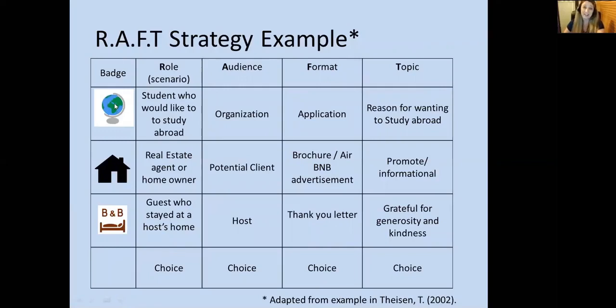Here is an example with the badge. So we have a globe. Let's say the student just designed a globe as a badge, and created their assessment by saying, okay, I'm going to create an application or a personal letter stating why I want to study abroad in the target language, and the audience is this and so forth. And then you have at the bottom a choice. So again, that gives the student the freedom to create something, understand those proficiency levels, and demonstrate their learning in a way that they feel most comfortable.